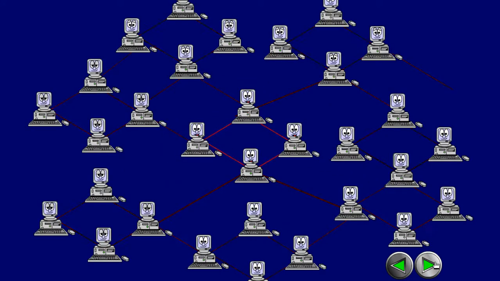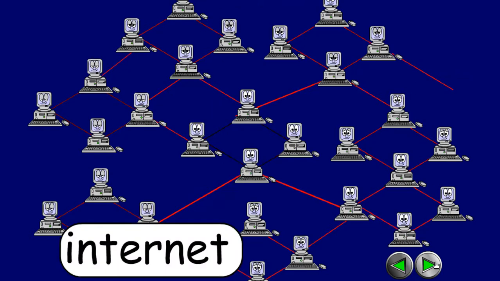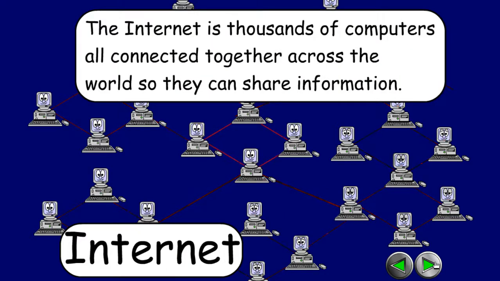And here are so many computers connected together. What do we call this? The internet. So, the internet is thousands and thousands of computers all connected together across the world so they can share information.